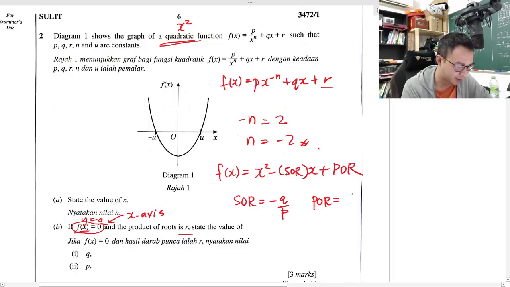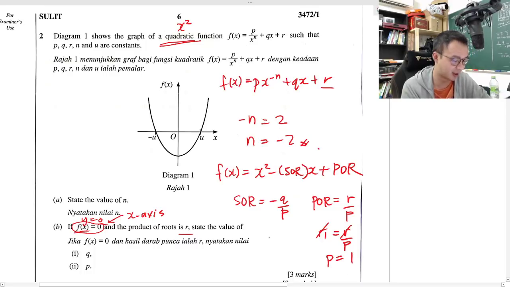The product of root is r over p. And the question tells me the product of root is r, so it's kind of weird. So I will say r equals r over p. Then r and r I simplify, left 1. Then 1 over p equals 1, right? So p should equal 1.